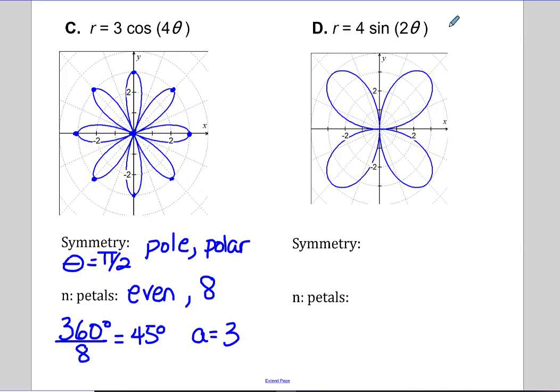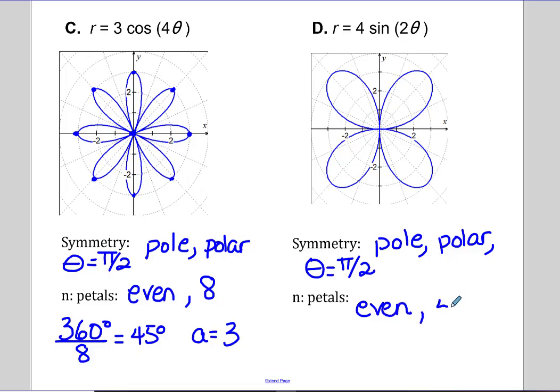In example D, again, our N value is an even number, and I believe we have all 3 symmetries. We have symmetry about the pole, we have symmetry on the polar axis, and we have symmetry about the y-axis at pi over 2. So our petals, we have an even N value, and 2 times 2 is going to give us 4 petals, and 360 divided by 4 means every 90 degrees. And since it's a 2 theta, our angle.